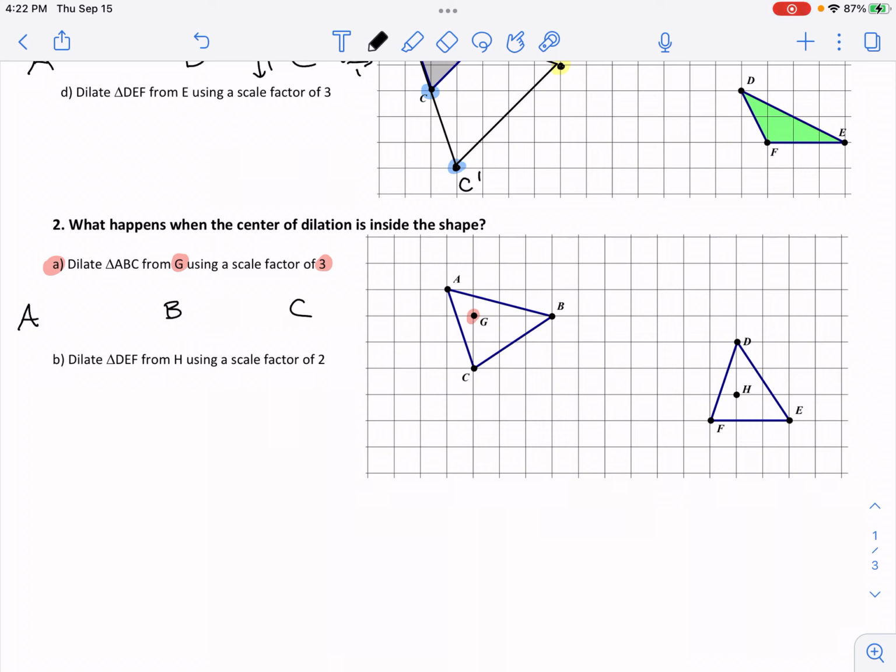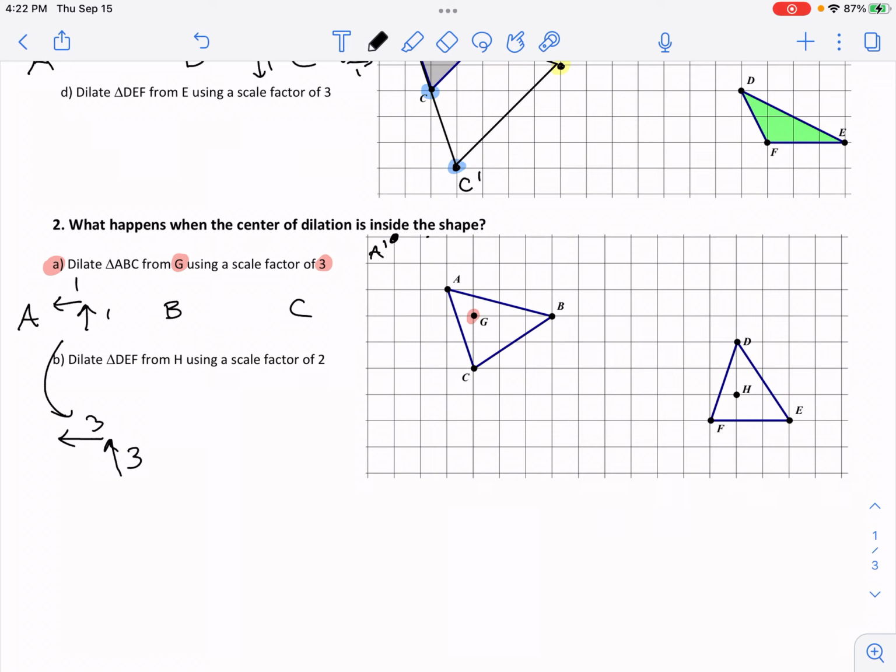So from G to A, it looks like we go 1 up, 1 left. I'm going to multiply that by 3. So if I multiply that by 3, it's now 3 up and 3 left. Okay. So I start at G. We always start at our center of dilation. So go up 1, 2, 3, and 1, 2, 3 to the left. It should be right over here. This is A prime.